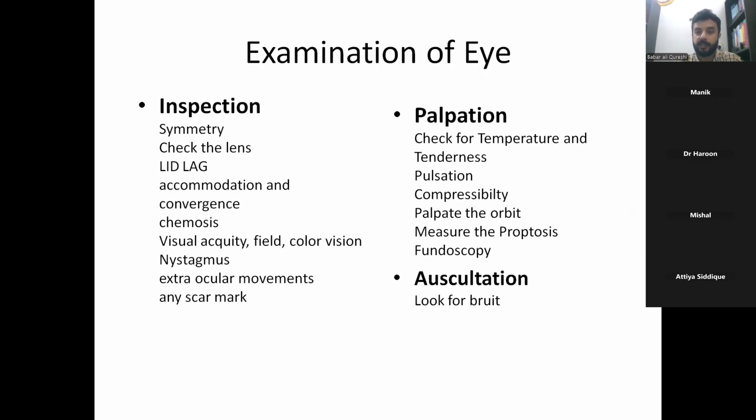But if you leave any important thing out of the proptosis examination, that is a major blunder.